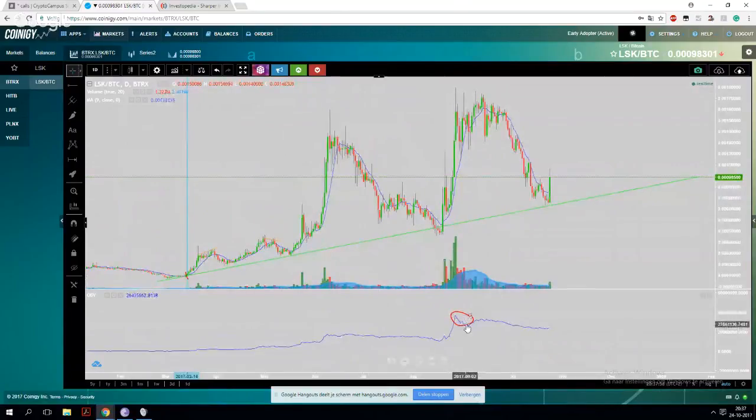But this is my whale indicator. It shows me where the money is flowing. Is it flowing in a coin? Is it flowing out of a coin? And that's how I like to use it. No more, no less.